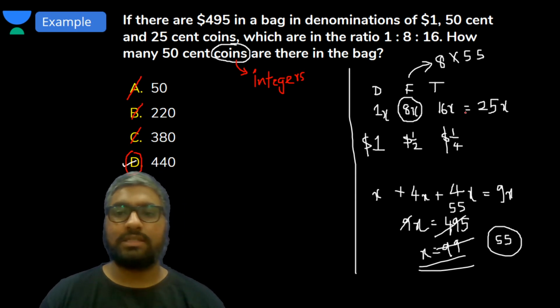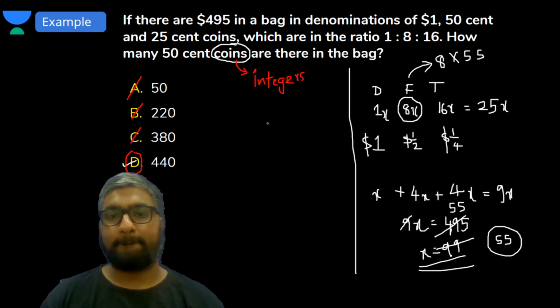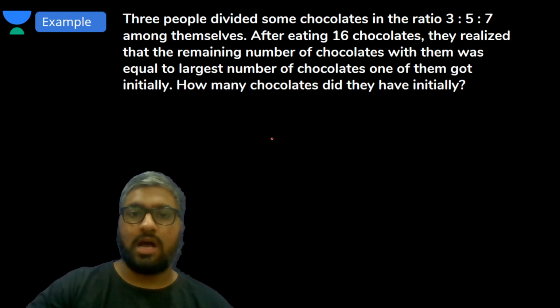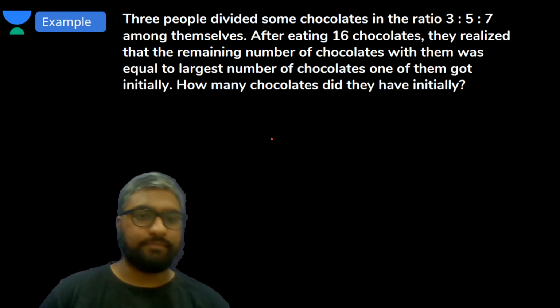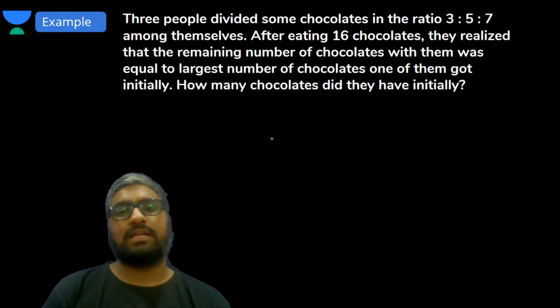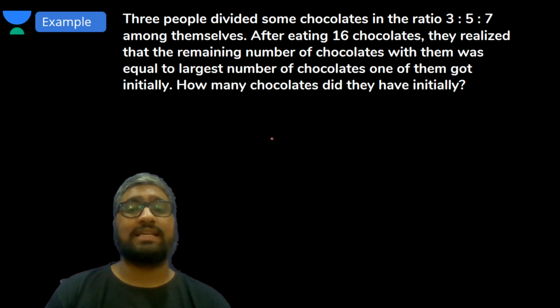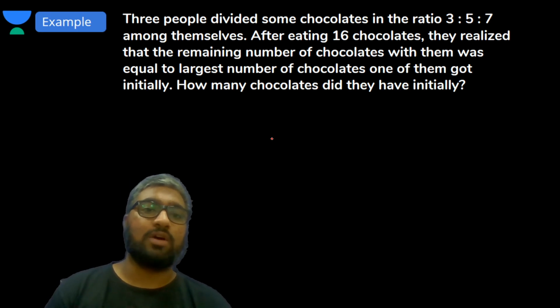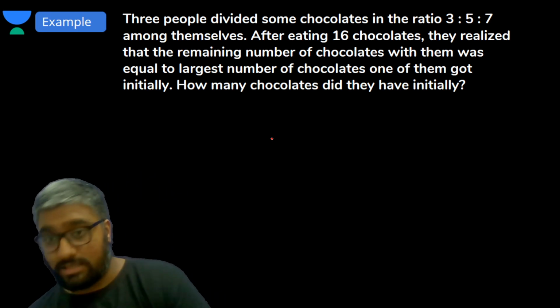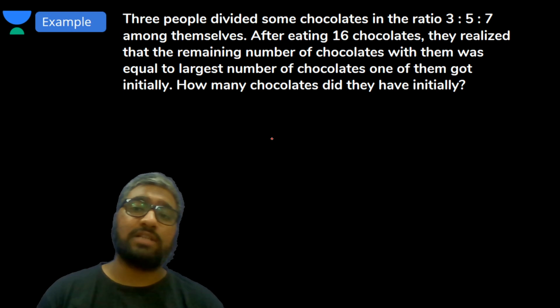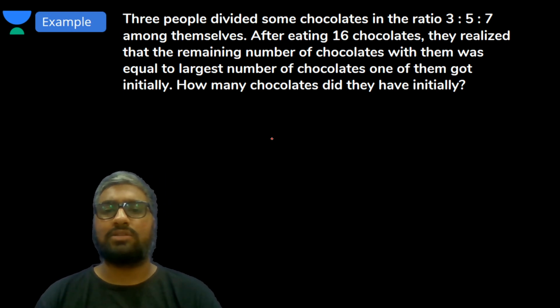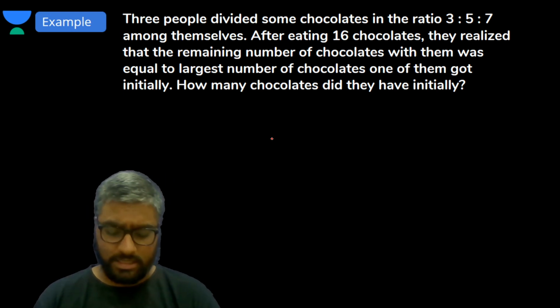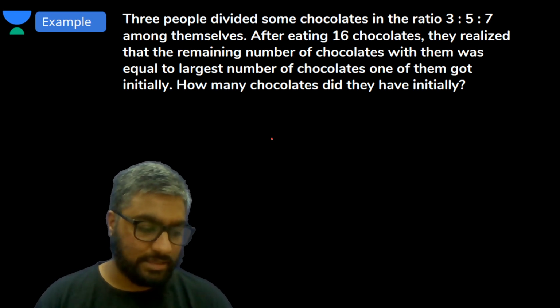Any confusions here, anyone? No. Great. Another example on the screen. 3 people divided some chocolates in the ratio 3:5:7 among themselves. After eating 16 chocolates, they realized that the remaining number of chocolates with them was equal to the largest. So here, all you have to do is based on the ratios, quickly calculate, make equations. That's it.